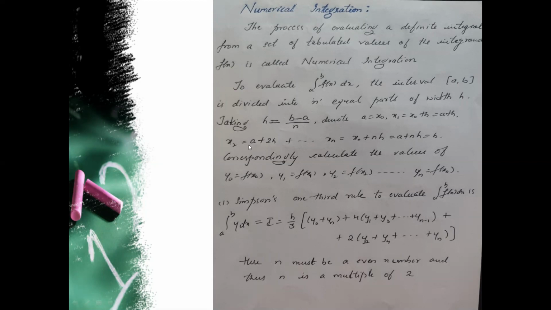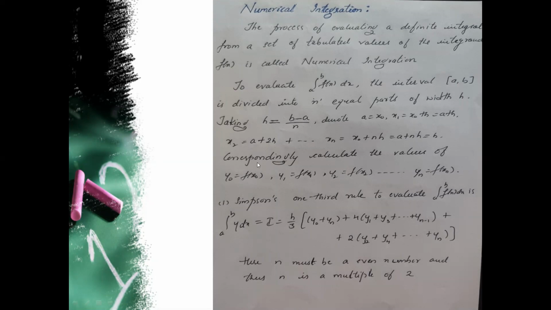Then x2 will be a plus 2h, or we can write x1 plus h. So on continuing, the last value of x, xn, is equal to x naught plus nh, or we can write a plus nh, which must be equal to the upper limit of our interval. So while taking the values of x, see that the lower limit becomes the first value of x and the upper limit becomes the last value of x.